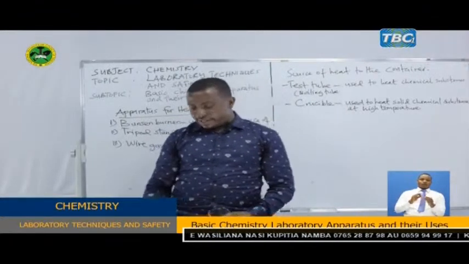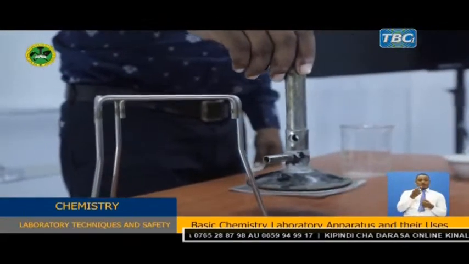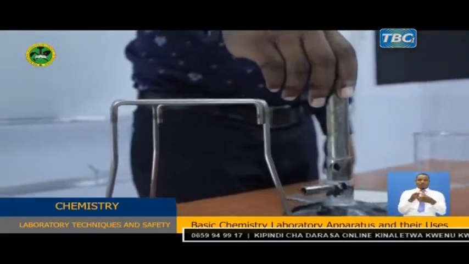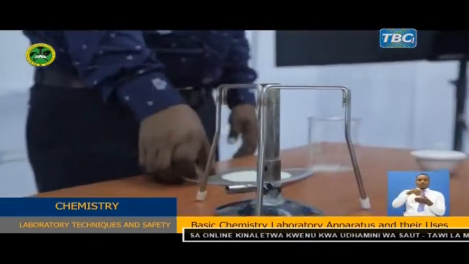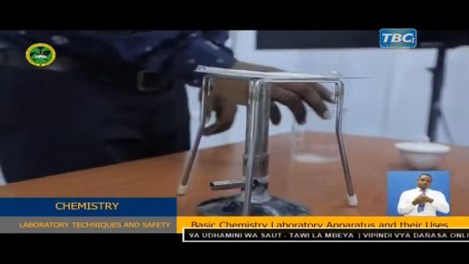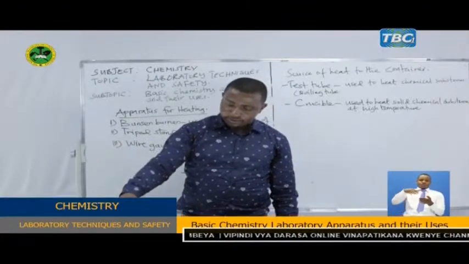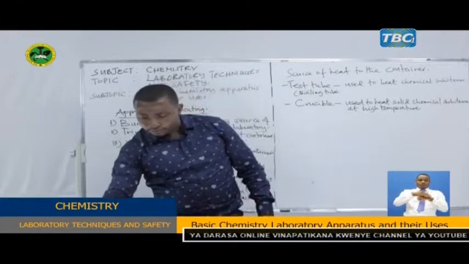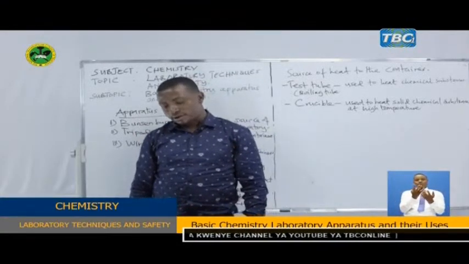This is the setup. You can see this is the Bunsen burner, which acts as the source of heat. This is the tripod stand for supporting containers, and this is the wire gauze. It's put on top of the tripod stand, and this is the container which is placed on top of the wire gauze, and then you put your source of heat, and the substance starts boiling.